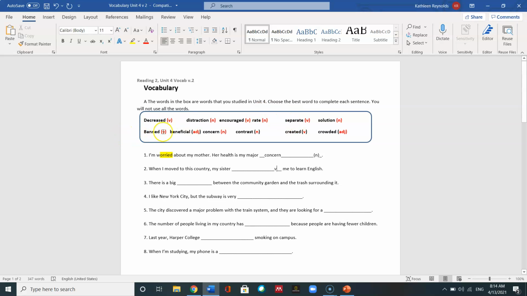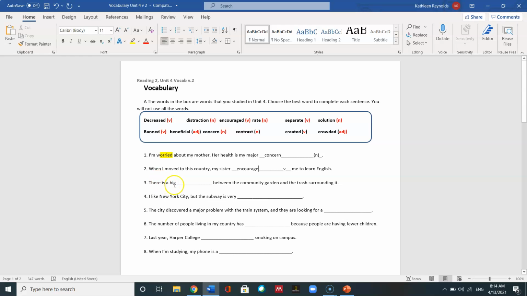My sister banned me to learn English. That doesn't really make sense. Or my sister created me to learn English. So in this one, hopefully you can see that the best answer is encouraged. That means she motivated me, she told me it was a good idea, she helped me.